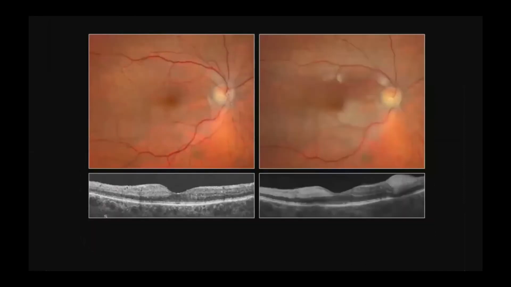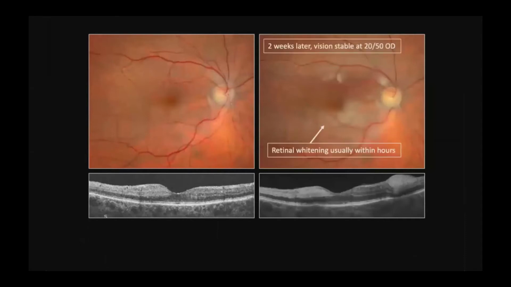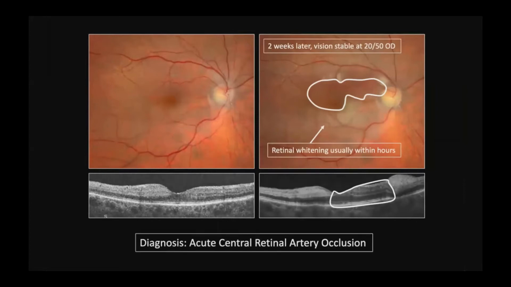On follow-up 2 weeks later, she now shows the more classic fundus findings of retinal whitening. And so initially she had presented too early to be able to see the classic cherry red spot seen with a central retinal artery occlusion. Again, you can see the area of normal perfusion due to her cilioretinal artery and the preserved retinal architecture that's responsible for her stable vision. And so this is a diagnosis of an acute central retinal artery occlusion.